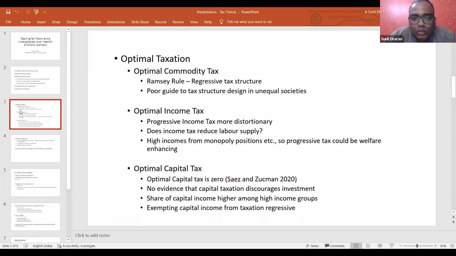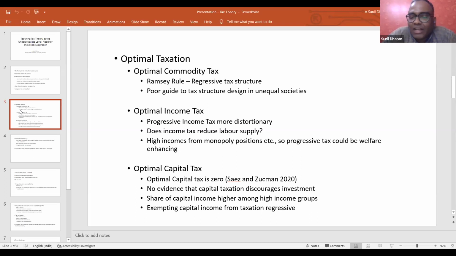Moreover, even Stiglitz argues, and Saez and Zucman also point out, that if you look at the higher income sections of the population, you'll actually find that a large part of those high incomes are earned from exploiting monopoly positions, exploiting their control over natural resources, or utilizing their access to power, their closeness to power. So what Stiglitz actually argues is that even if a high tax on high incomes forces them to reduce their economic activity, it would actually increase welfare and not reduce welfare. The optimal taxation theory then goes on to look at optimal capital taxation.